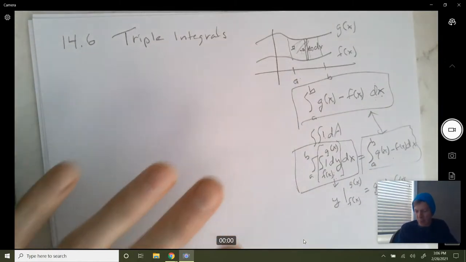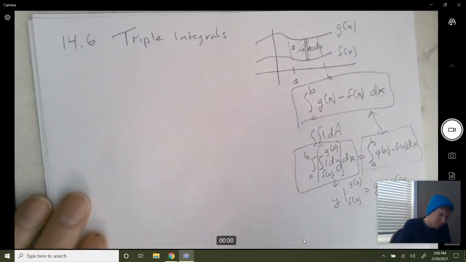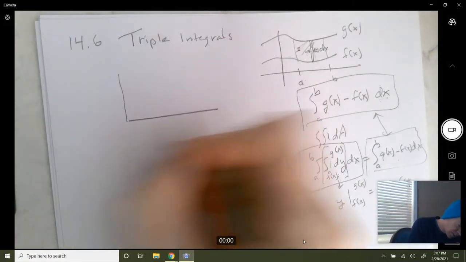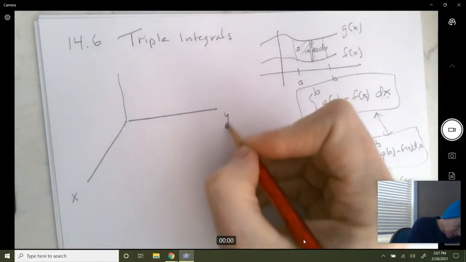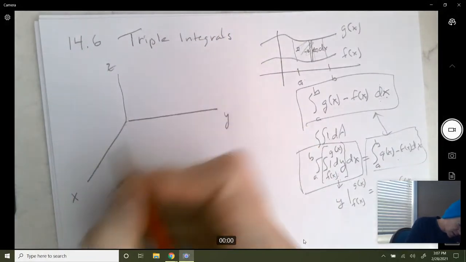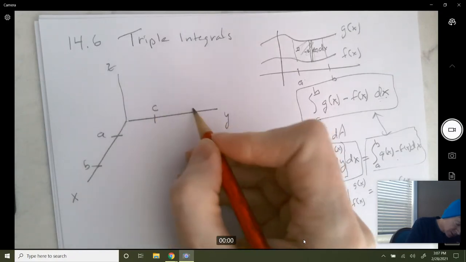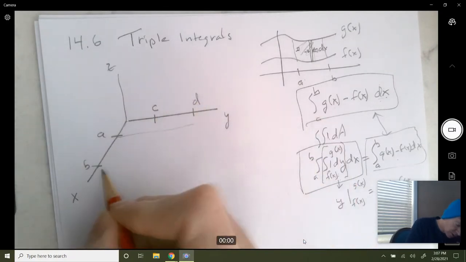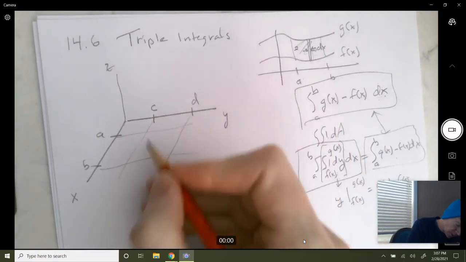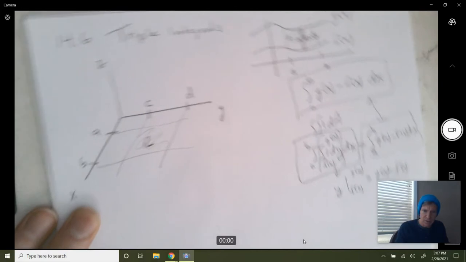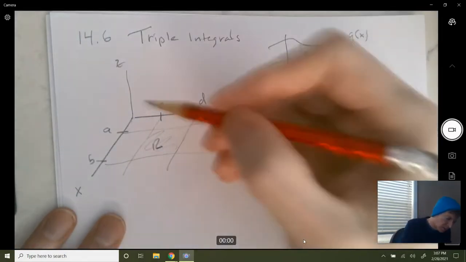So in the same way, we can find a triple integral. We could use a triple integral to find volume, but we can also use a double integral to find volume. So think about some kind of a region here. Let's say on the x-axis, you're going from A to B. On the y-axis, you're going from C to D. So your region in the xy plane is going to be this. And let's say we're finding the volume in between two surfaces directly above here.